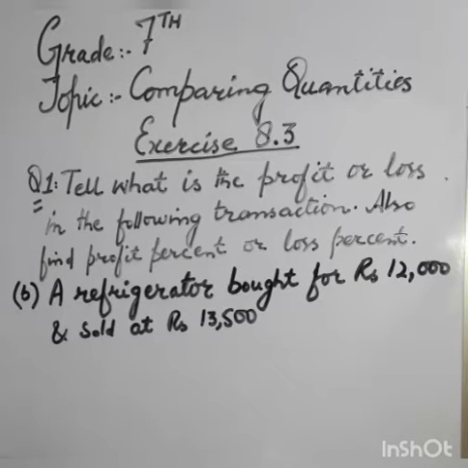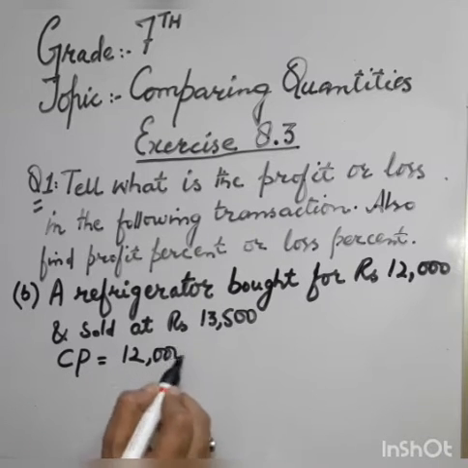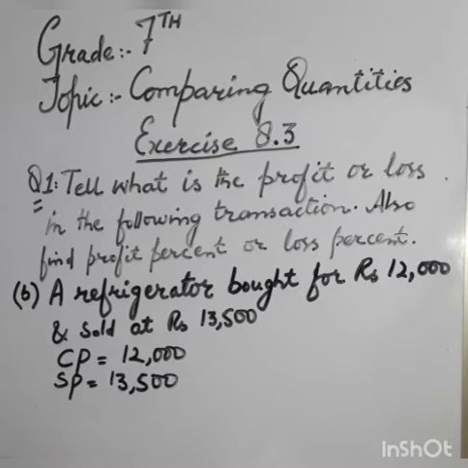So part B as per your mathematics textbook is a refrigerator bought for rupees 12,000 and sold at rupees 13,500. So a refrigerator was bought for 12,000 rupees and sold for 13,500 rupees. It means the cost price CP is 12,000 and the selling price SP is 13,500. Now see here, selling price is greater than the cost price. It means there is a profit.